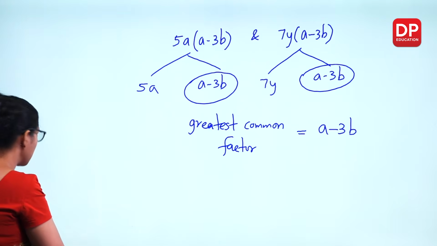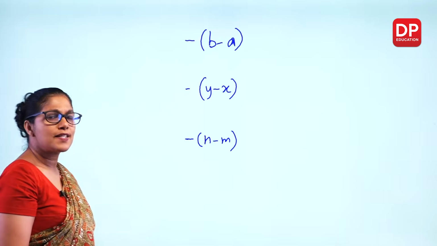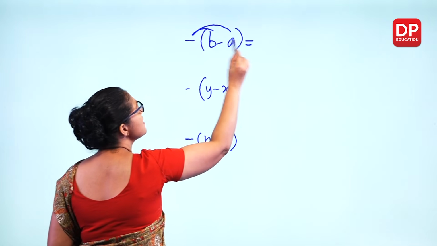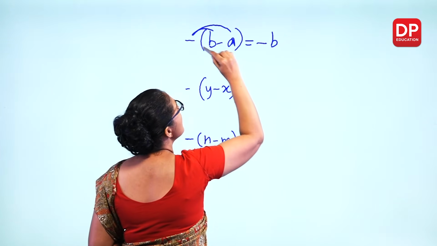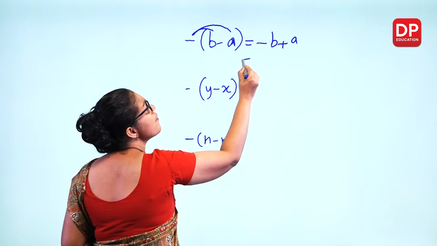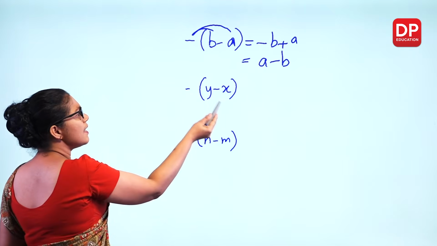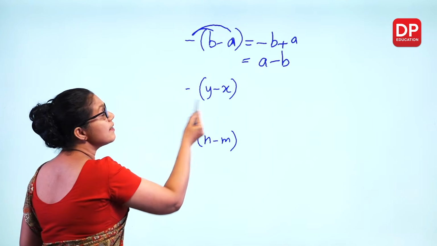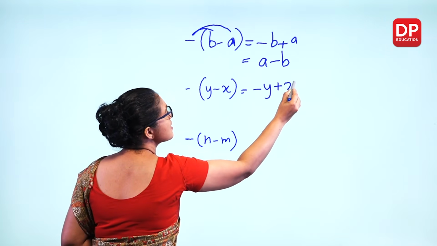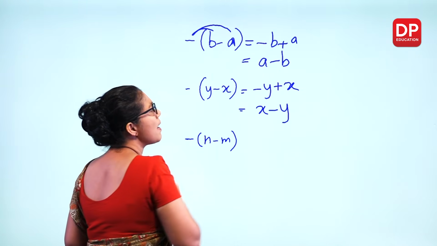Now we'll take expressions like this. So here we get a negative sign. So we'll try to expand this. So what can I write? Instead of this, I can write minus b. Minus into minus becomes plus, plus a. So when I rearrange this, I can write a minus b. Let's take this one. I can again expand this and write minus y plus x, or rearrange this and I can write as x minus y.